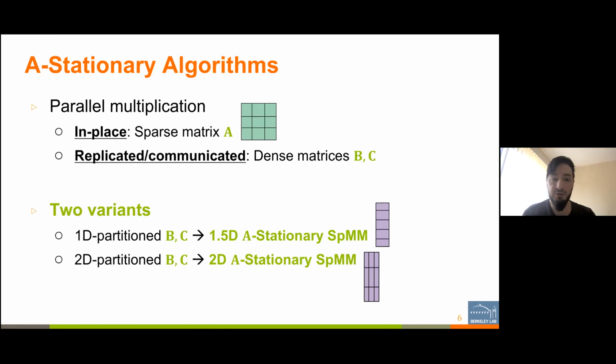In the A stationary algorithms, the sparse matrix stays in place, and we communicate or replicate the dense matrices. Here we have two variants. If the dense matrices are partitioned in 1D, we have 1.5D A stationary SpMM, and if they are partitioned in 2D, we have 2D A stationary SpMM.